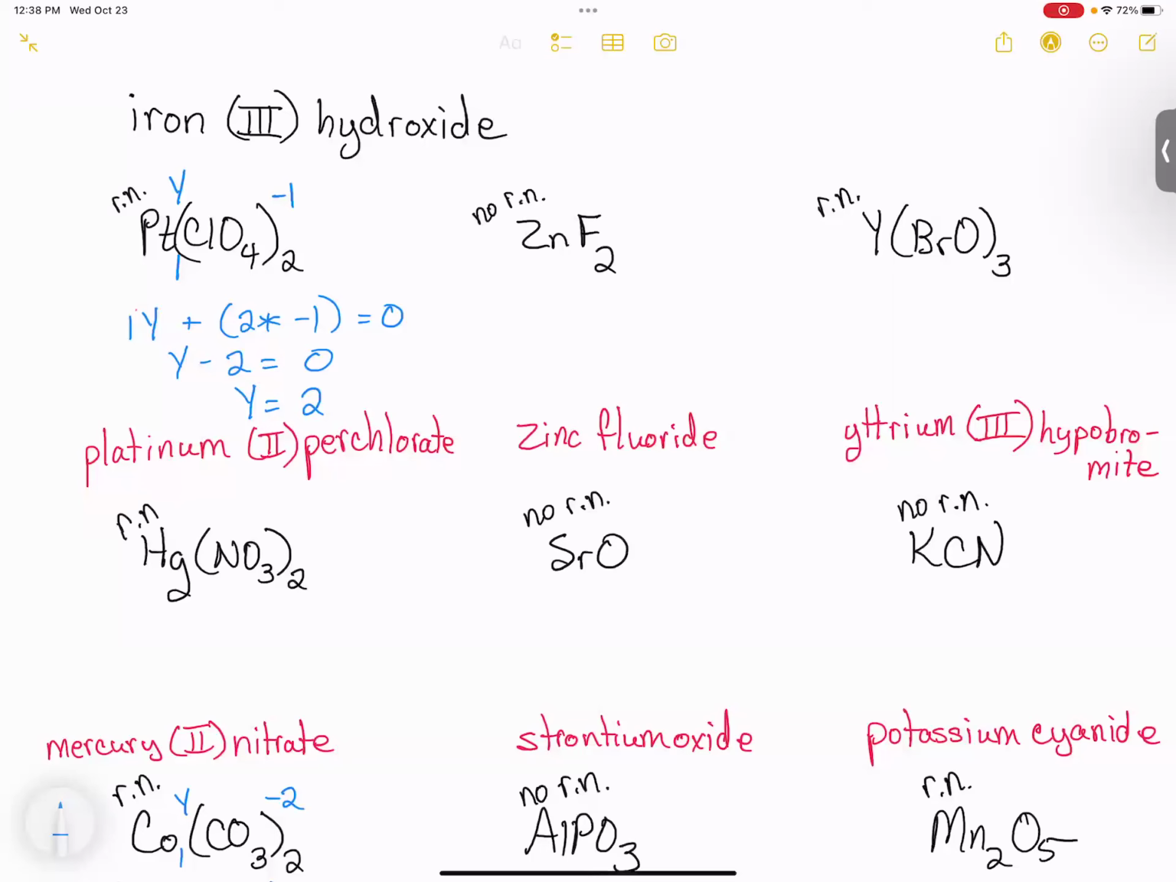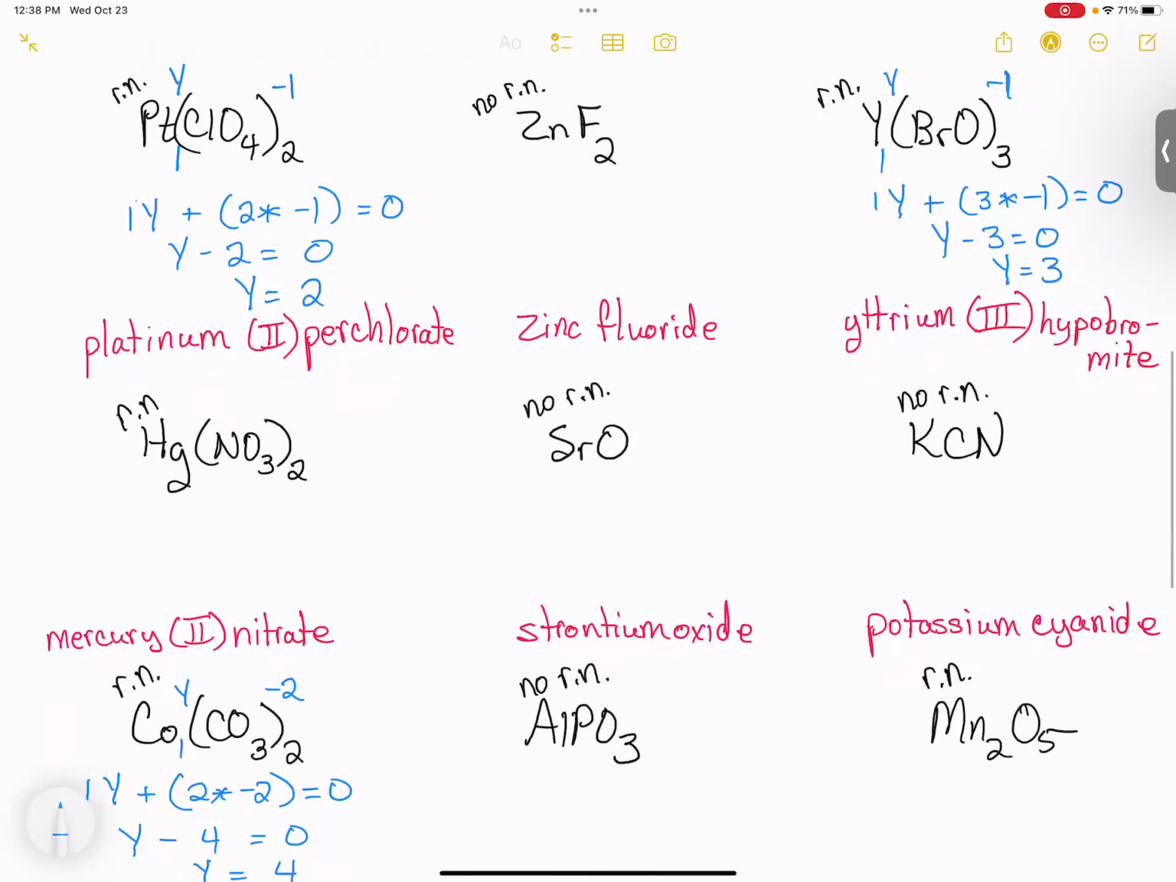Yttrium hypobromite. There's 1 yttrium. I don't know its charge. Hypobromite is BrO, and it has a -1 charge. 1 times Y plus 3 times the -1 is equal to 0, or Y minus 3 equals 0, so Y equals 3. And hence the Roman numeral.